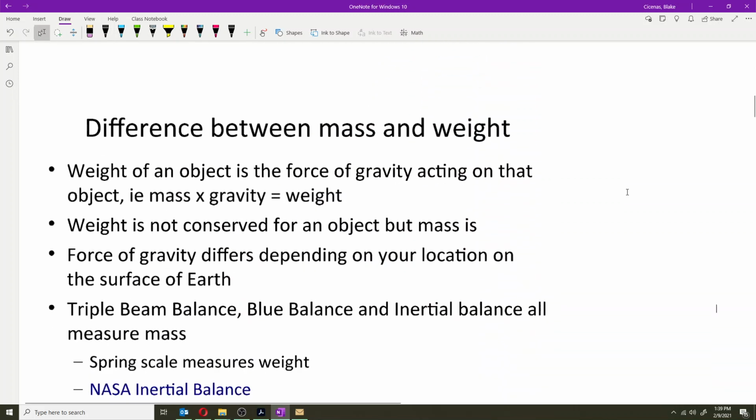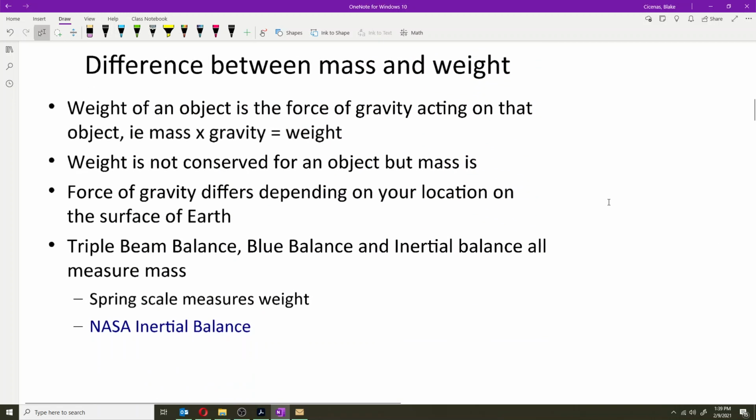Now, there is something to note: there is a difference between mass and weight. The weight of an object is basically the force of gravity acting on you times your mass. So mass times gravity is the weight. Most scales are going to weigh you. We weigh ourselves in pounds in the English system, and in the metric system, it's in newtons.